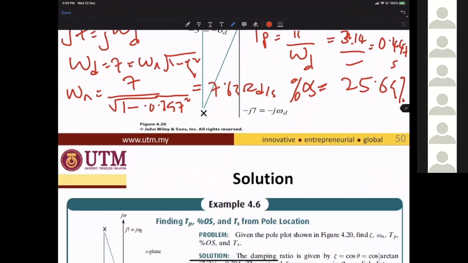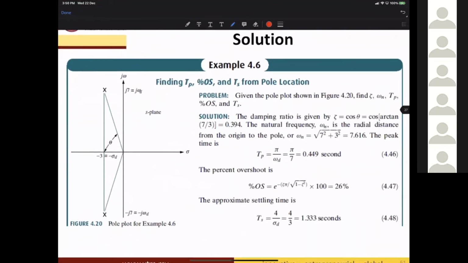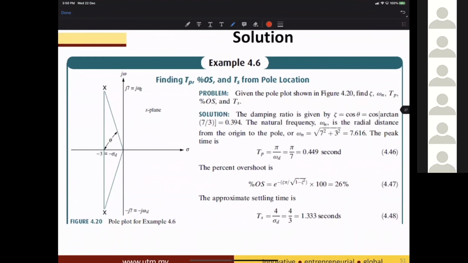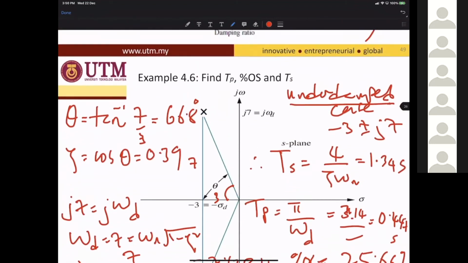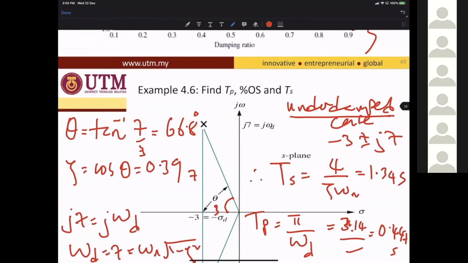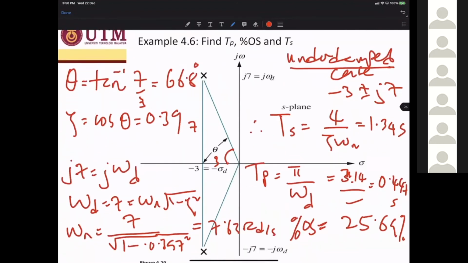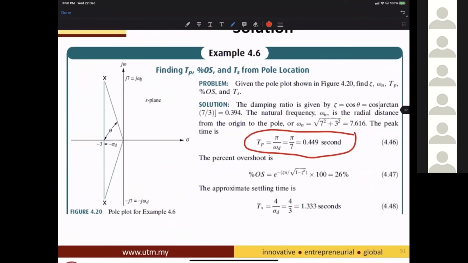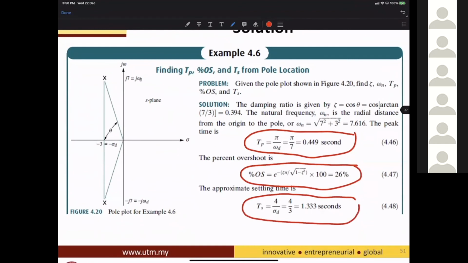Doctor, about the rise time, no need. Because rise time is not in the scope of the questions. So if they don't ask, you don't have to answer. Okay. Is it the same answer?